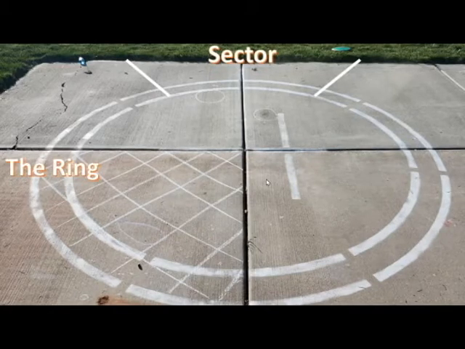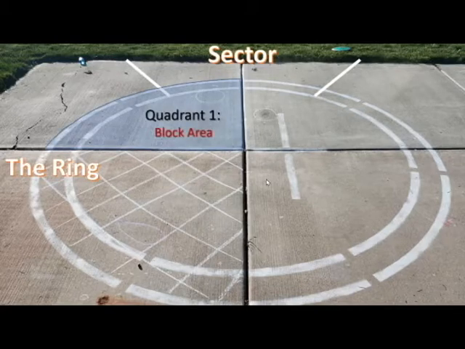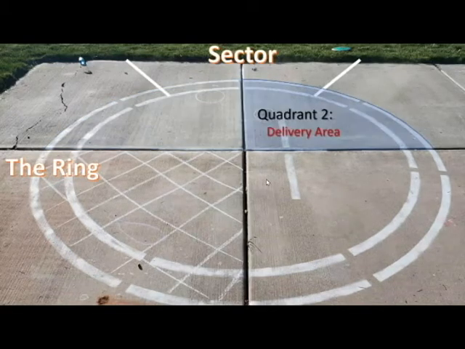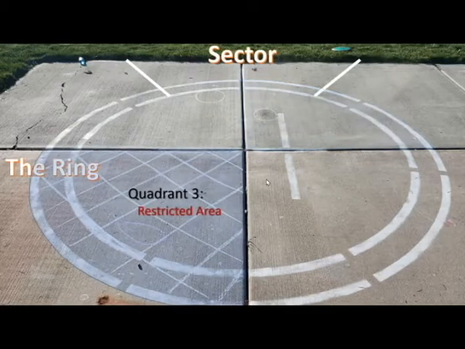Now, the ring I've divided up into 4 quadrants. Quadrant 1 I call the blocking area because the block side of your body will be positioned in this area. Quadrant 2 is the delivery area. Your delivery side, or the side that has the implement in hand, is where your body ought to be in this area. Quadrant 3 is a restricted area, and I will talk about that more in a different video when it comes to coming across the ring in a full throw.